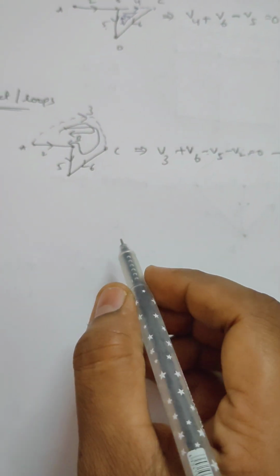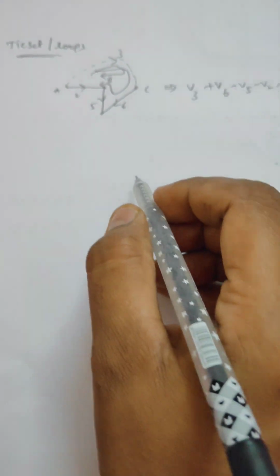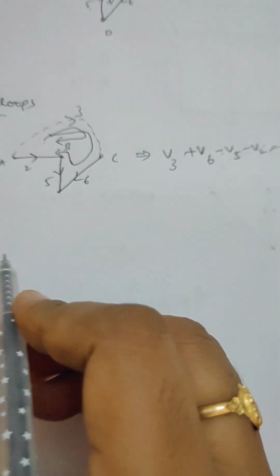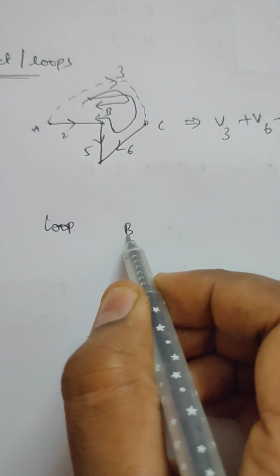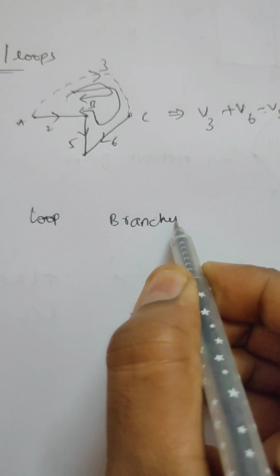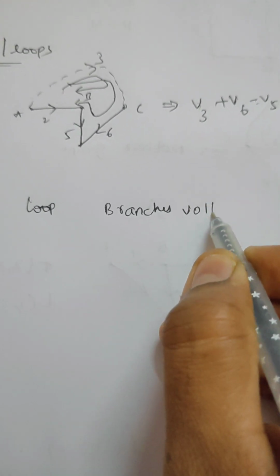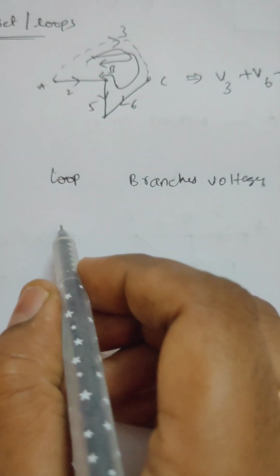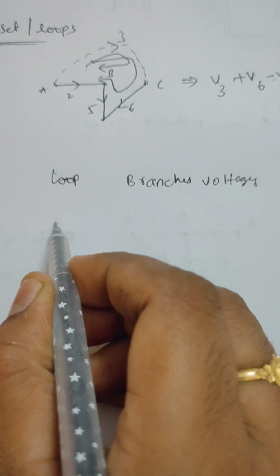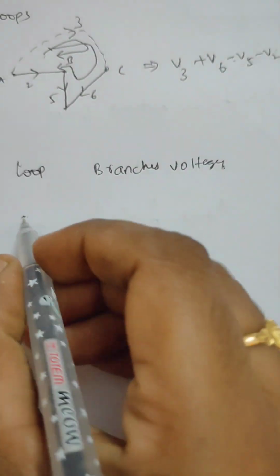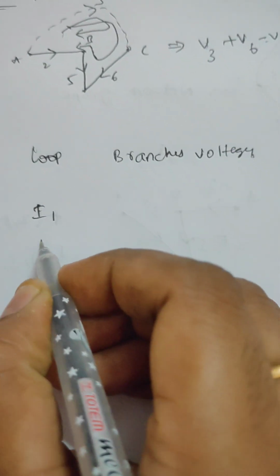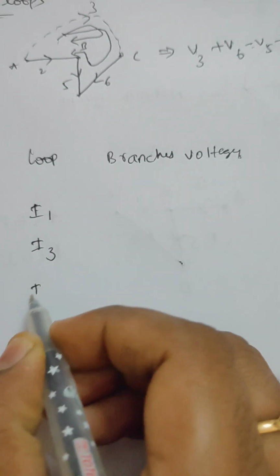Now let's write the equations in matrix form. Here the number of loops are the tie sets and the number of branches are the branch voltages. How many loops did we get? 3 loops, with the loop currents I1, I3 and I4.